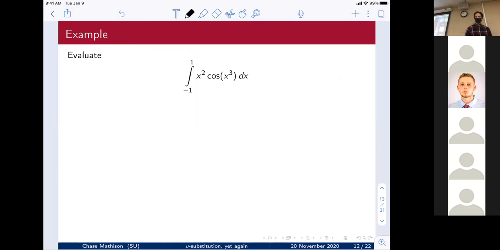On this example, we have a definite integral of something that pretty clearly requires a u substitution to find that antiderivative. So u substitution is a way for us to find areas under more complicated curves.